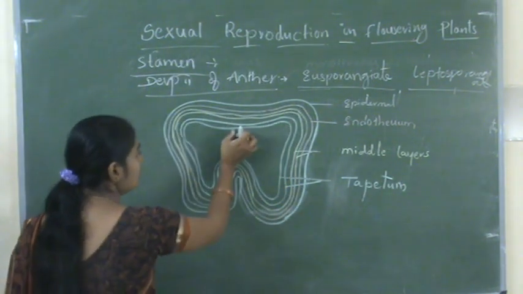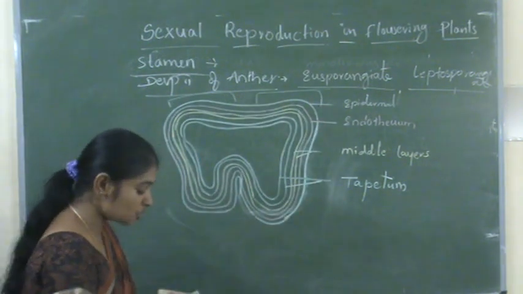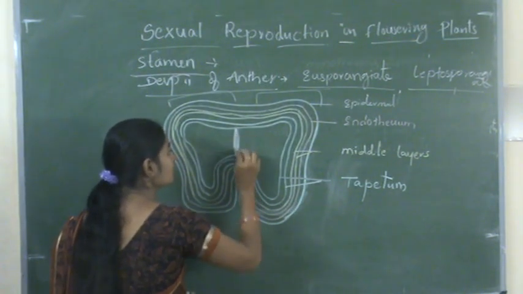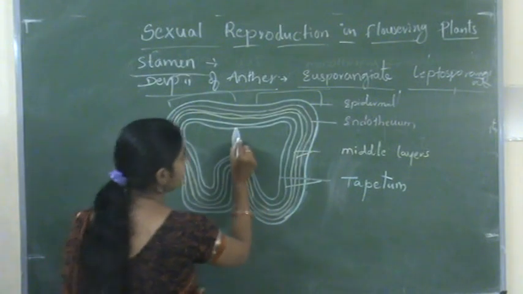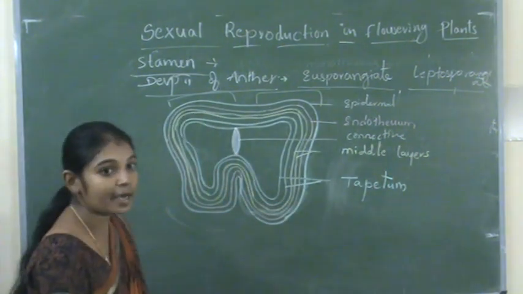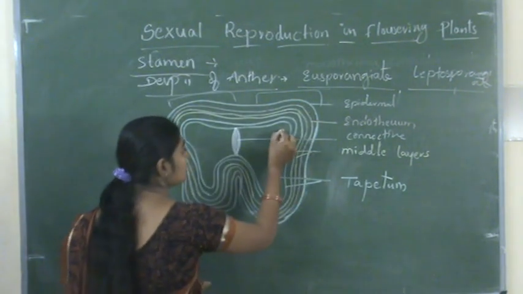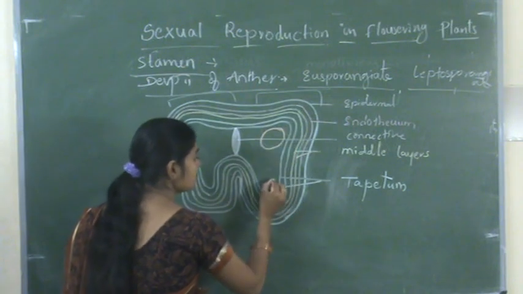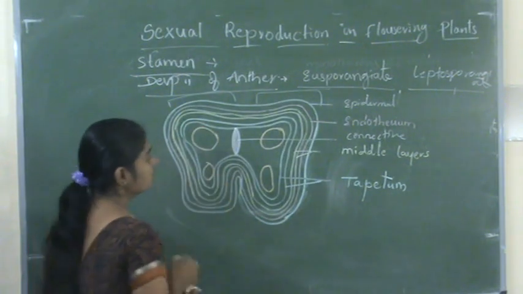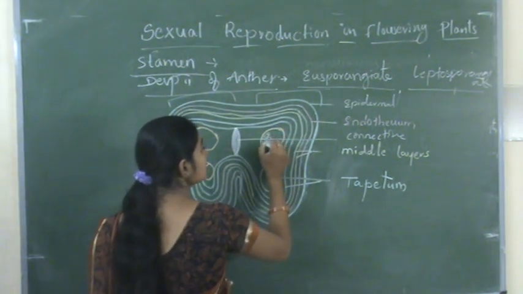Between these, there is one lobe, and on the other side there is another lobe. Between these 2 lobes there is a connective tissue which separates them. This is connective tissue, or sterile tissue. And in each lobe there are two microsporangia present, in which the primary sporogenous cells are present.